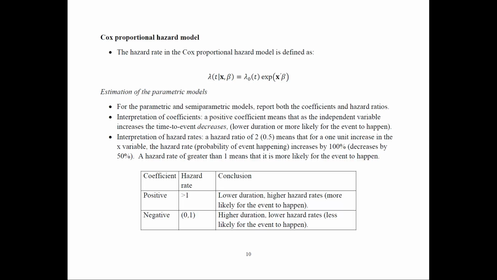The second source of confusion here is that some software, as I will show you later, gives opposite signs of other software. So it's possible that you may estimate your model and then interpret everything in the opposite way of the way you should be interpreting. So please make sure you watch the next video and you pay attention to that. Again, positive coefficients would lead to hazard ratios greater than 1. We have lower duration, higher hazard rates. And negative coefficients mean hazard ratios between 0 and 1, higher durations and lower hazard rates.